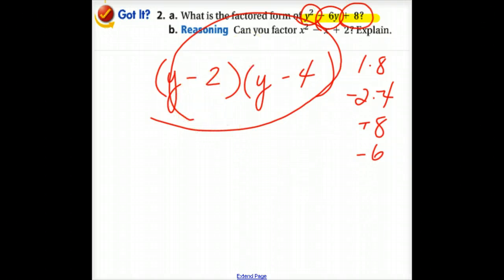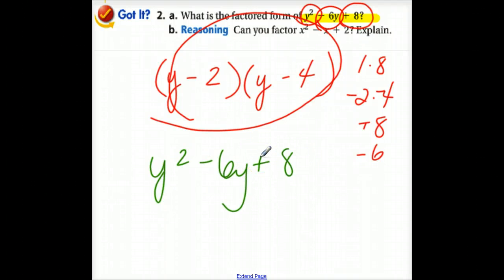If I want to check my work, just FOIL. First term, outside, inside, and last. And it matches.